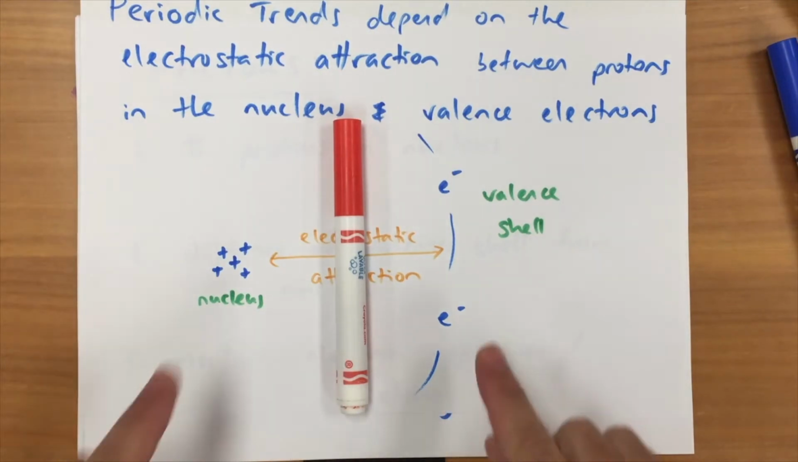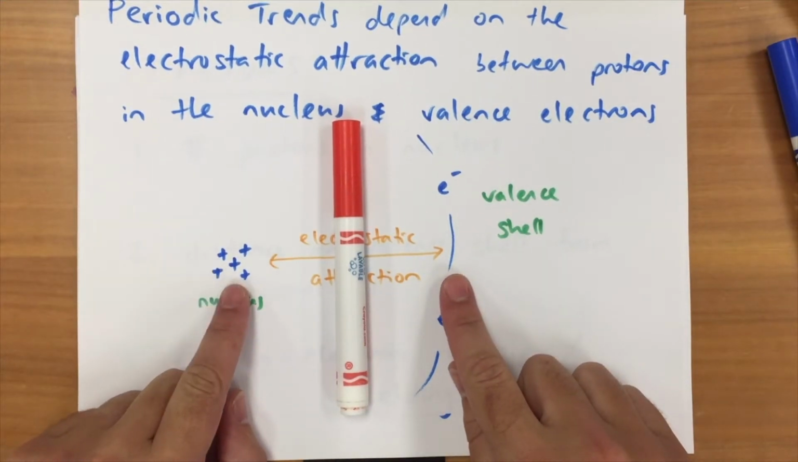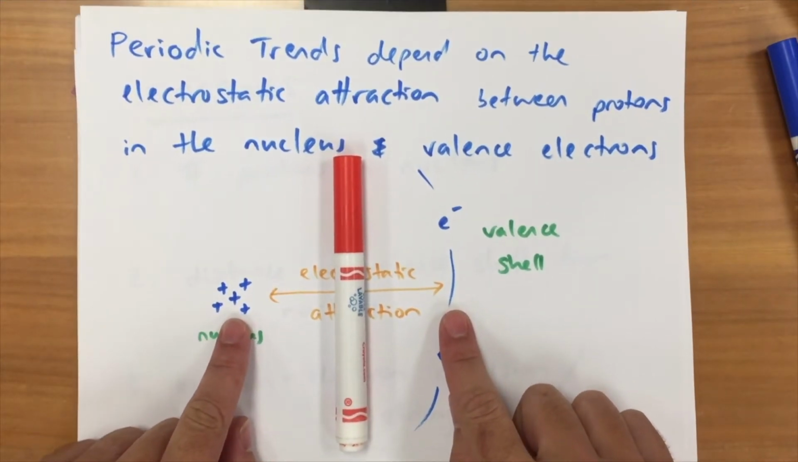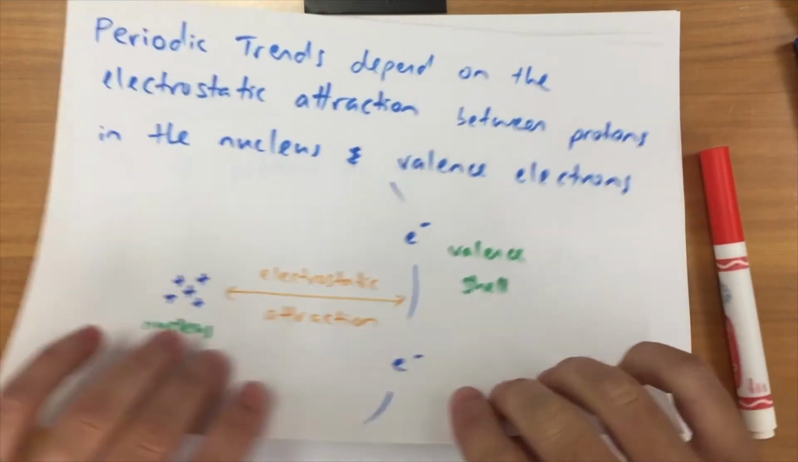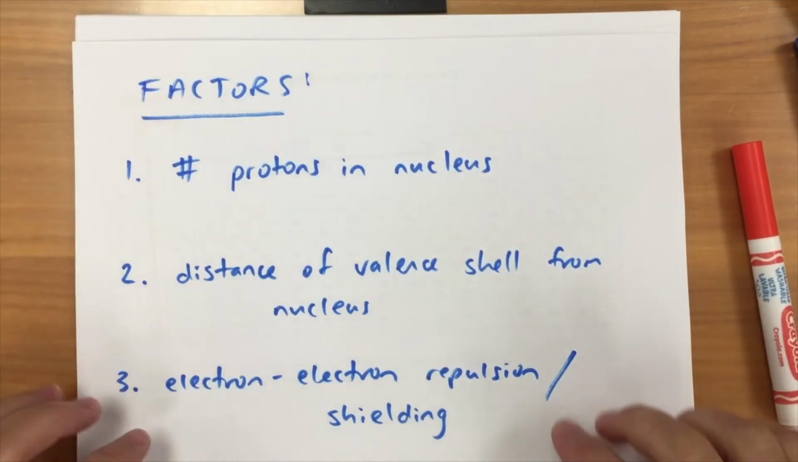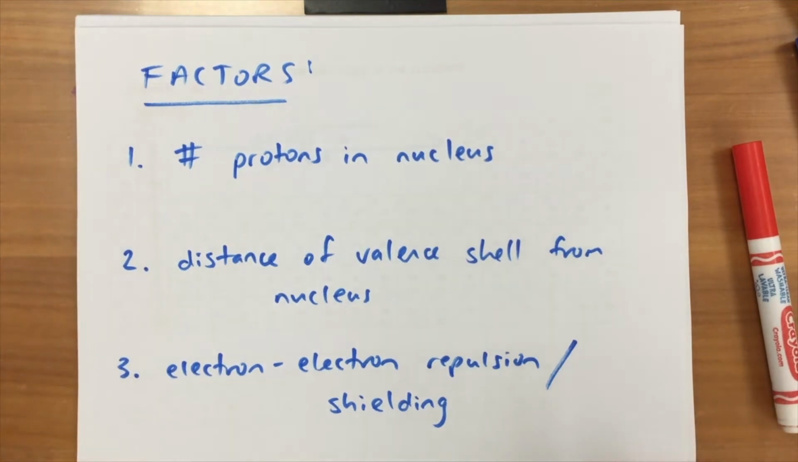Shielding reduces the attraction between the nucleus and the valence shell due to that inner shell being full and absorbing some of that positive attraction. So those are the factors that can affect the electrostatic attraction between the nucleus and the valence shell.